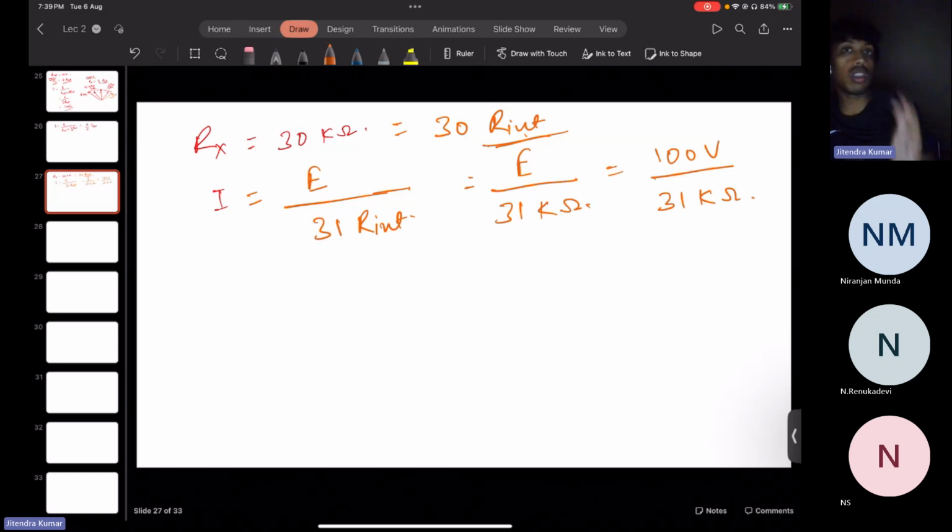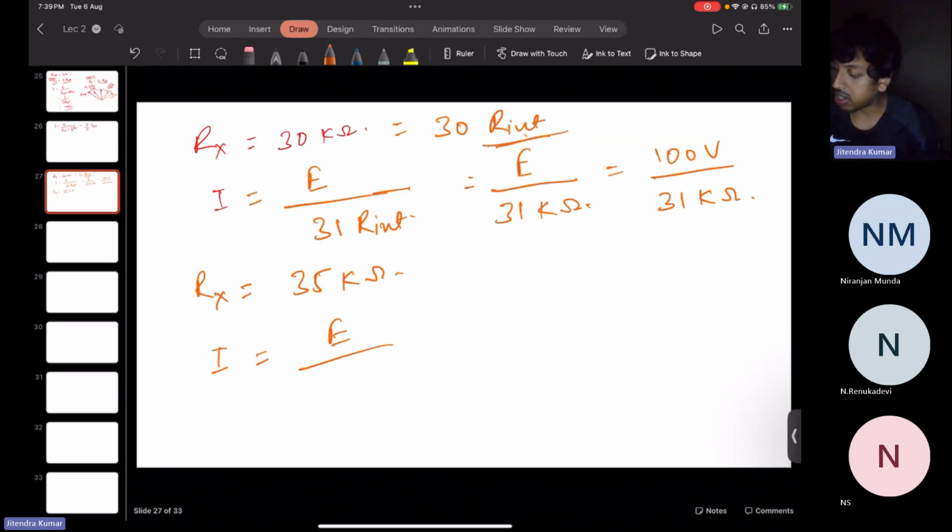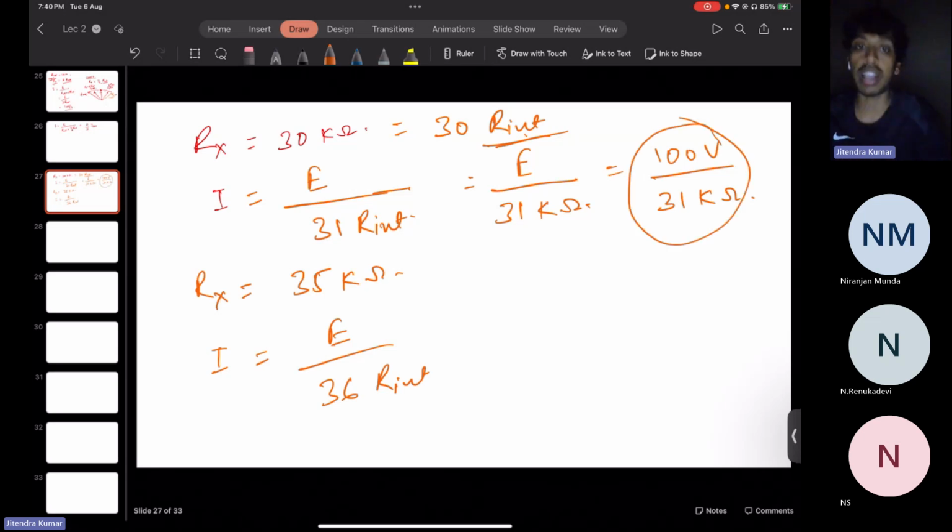Now, let's suppose Rx is equal to 35 kilo ohm. So now your I will be E divided by 36 R internal, which is not much different from this value. So you will not be able to analyze the difference, and hence you cannot appreciate the difference between the resistances. What is the external resistance you are going to connect in the circuit?